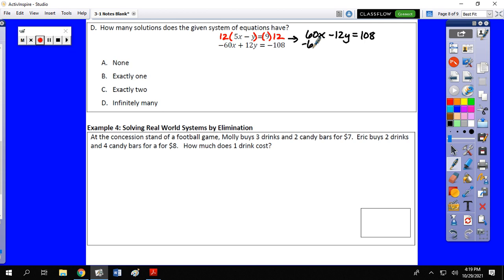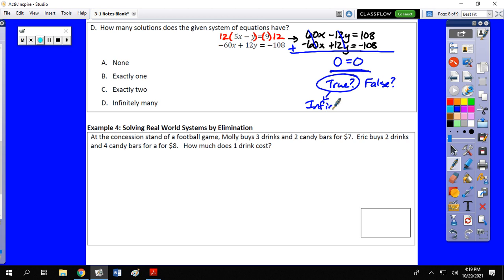The second equation is negative 60x plus 12y equals negative 108. When I add those equations together, well, I get 0 equals 0. So I ask myself, is that true or is that false? That is a true statement, which means there are infinitely many solutions. Okay? So my answer over here would be infinitely many.